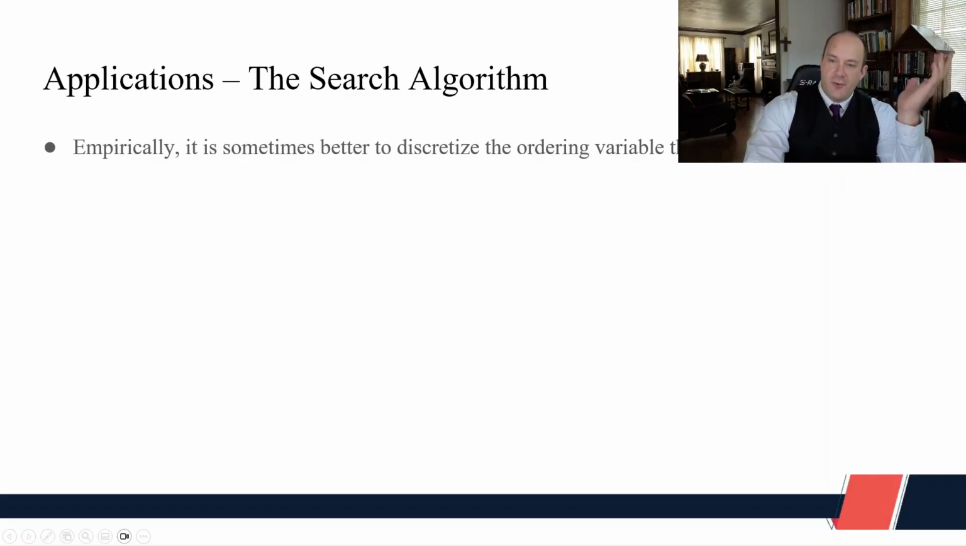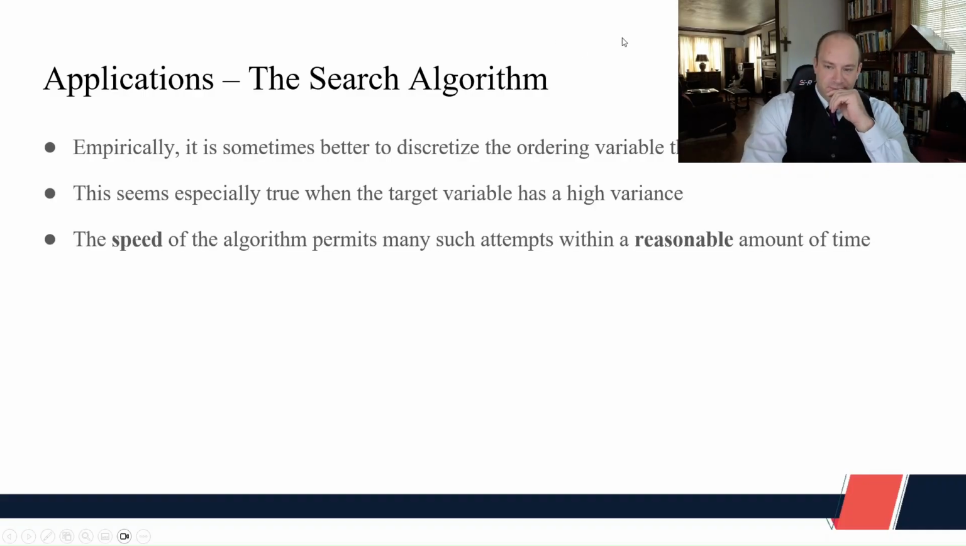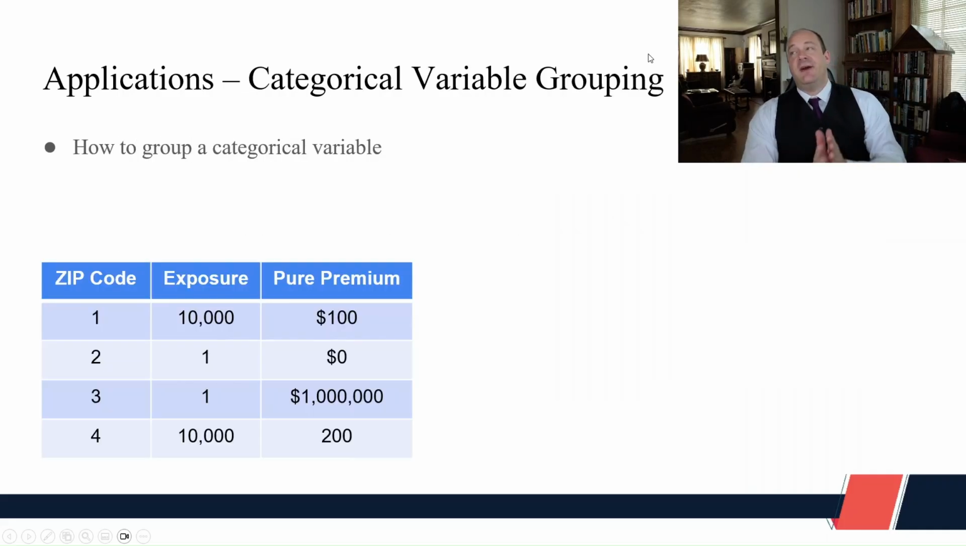Okay, because you might have a target variable that has high volatility, like auto insurance loss or just insurance loss in general, sometimes it's better to discretize your ordering variable than to use the raw values. And the speed of the algorithm helps us to do that in a reasonable amount of time. Here is how we're going to use this, however, in this particular project. We now have an answer to how you group a categorical variable that has a large number of values.